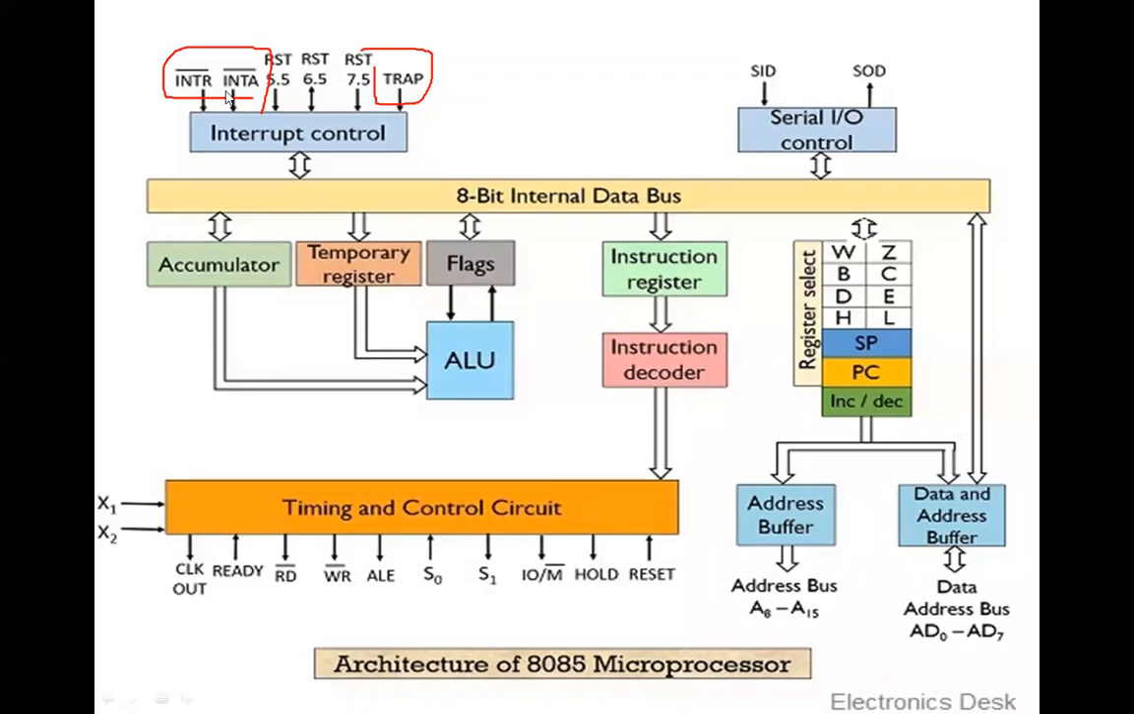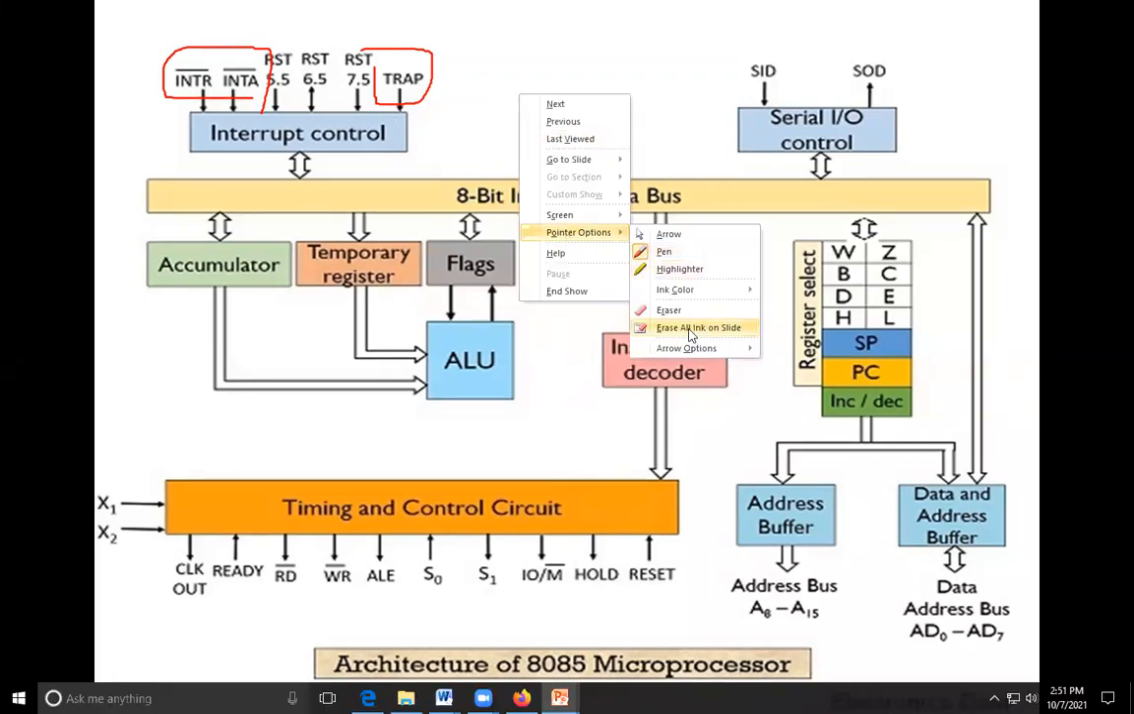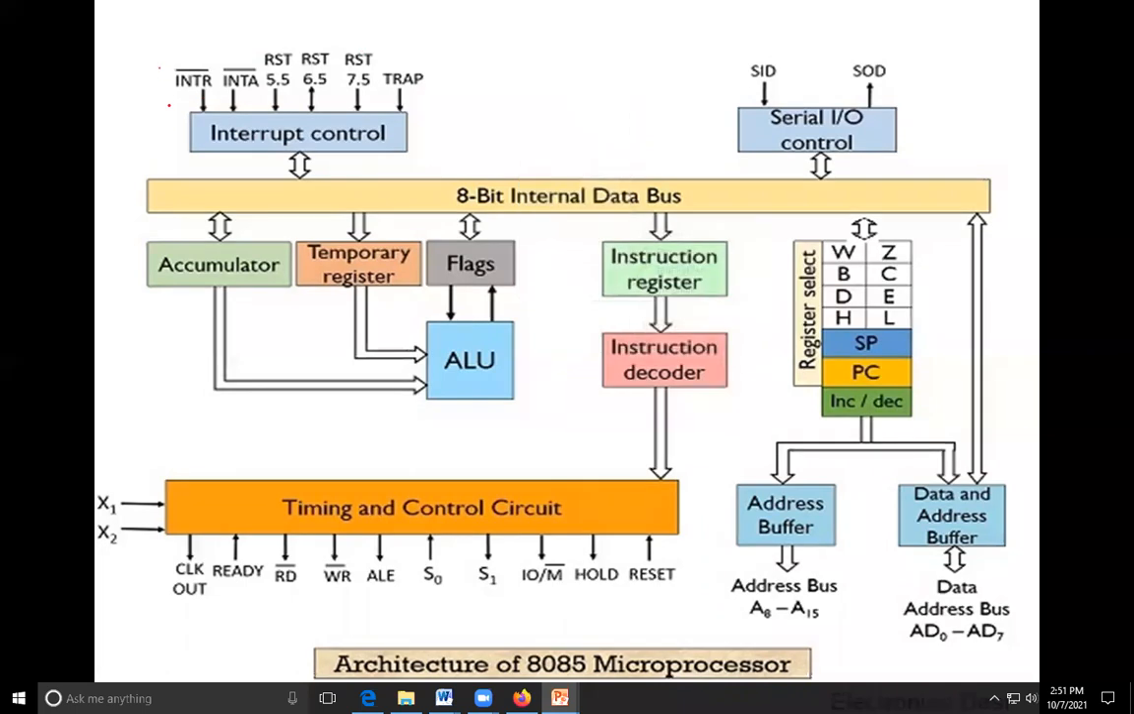See, the interrupt controls are there, where you have to give the function. Next is the serial input control. Serial input is given to this pin and serial output is given by this pin. These are the two pins: the serial input pin and the serial output pin.